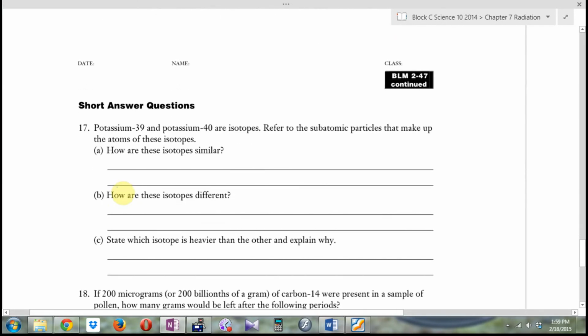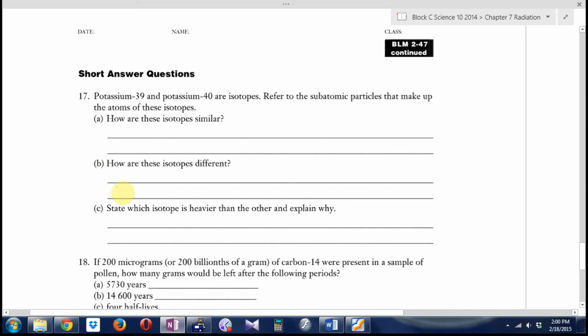Short answer. How are these isotopes, potassium-39 and potassium-40, similar? What do they have in common? I'm going to give you a hint. They have the same number of protons, because that's how we define what an element is.